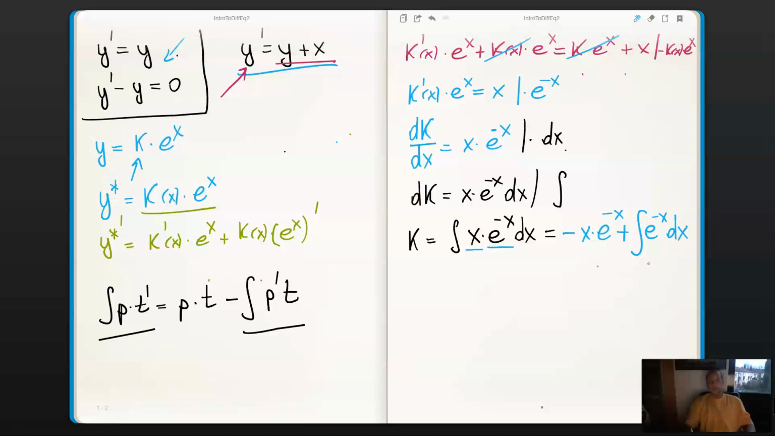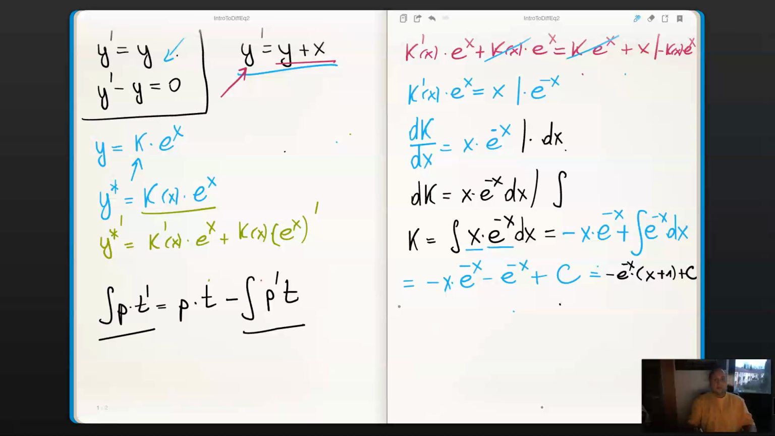Is it getting easier? For sure, right? We have no x anymore. So minus x times e to the power of minus x minus e to the power of minus x plus an unknown c. That will be the k. I can take out e to the power of minus x, maybe even with a minus. Well, let's do it. Minus e to the power of minus x, we're taking it out. We have x from the first expression plus 1 plus c. And I'm claiming this is the value of k of x.